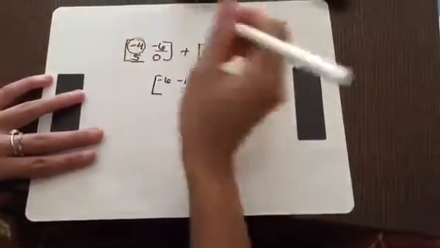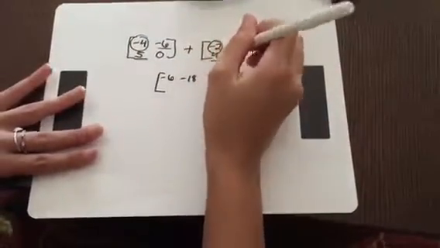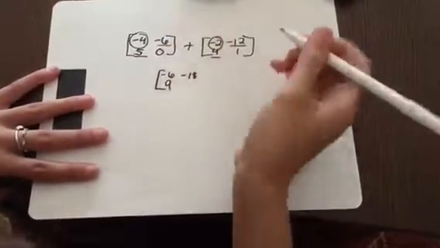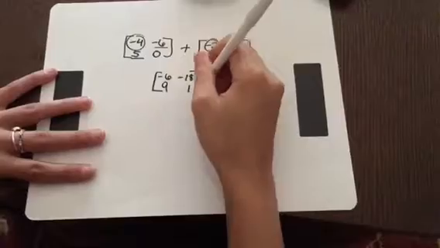-6 will be added to -12, making -18. Number 5 will be added to number 4, making 9, and 0 and 1 will be added, making 1. So that is how you add matrices.